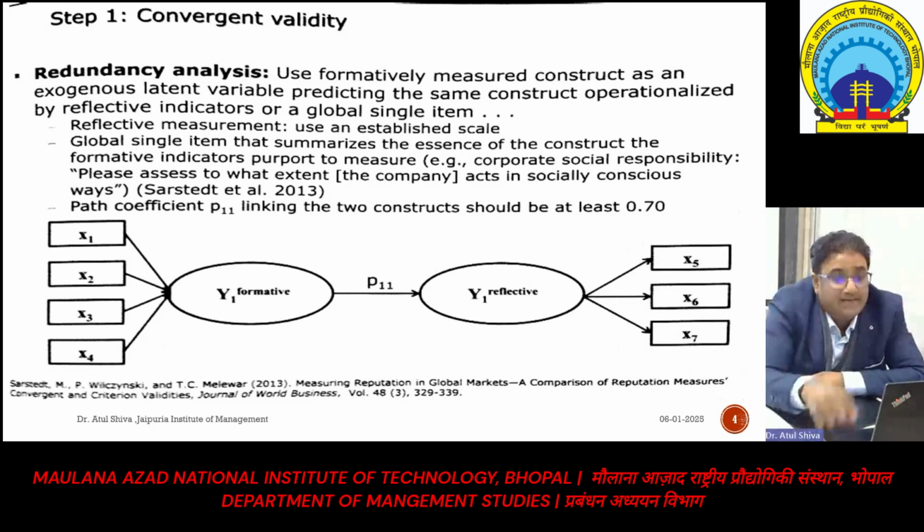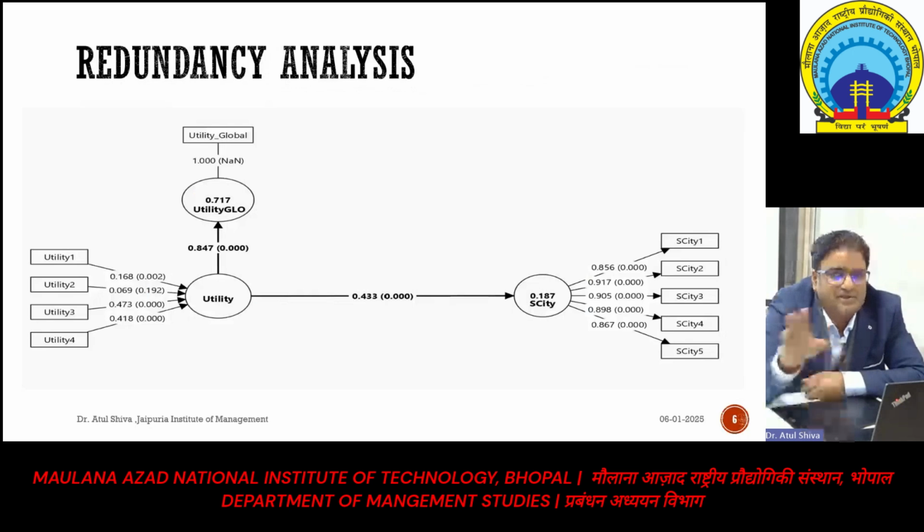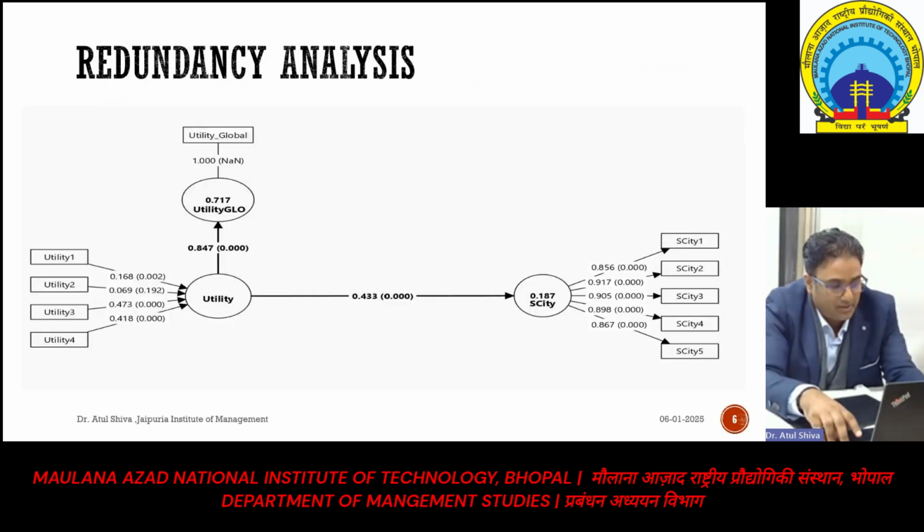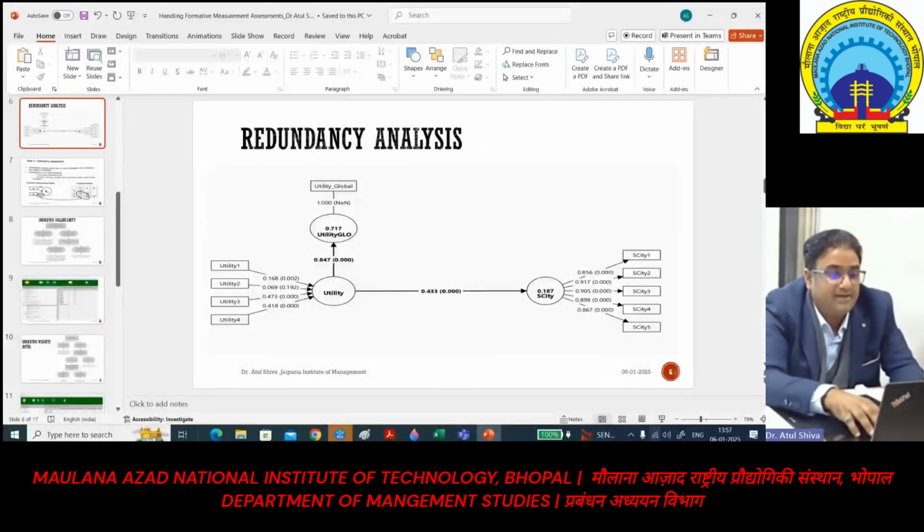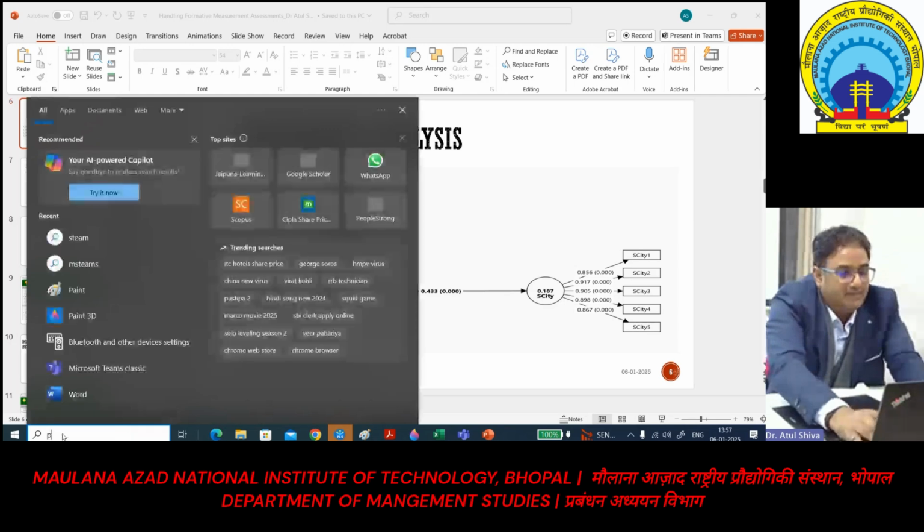It can be items or an item. Preferably, they have said, even in their research paper in 2019, they created one item. The global item has to be one. So this is reflective and formative. Coming back to SmartPLS.